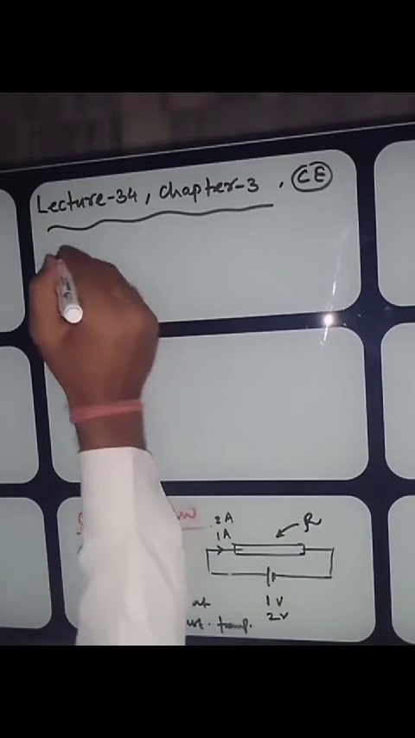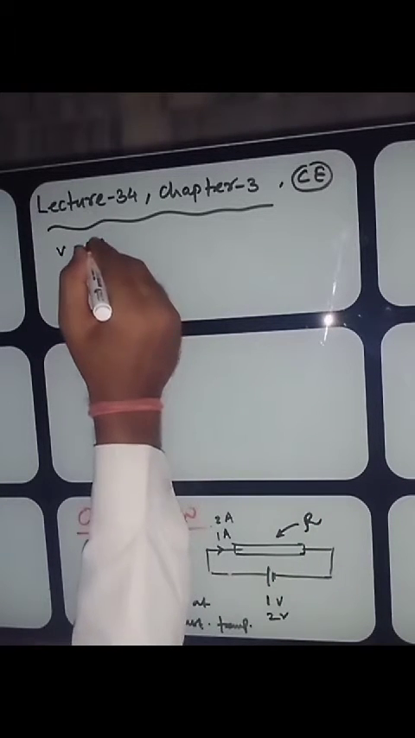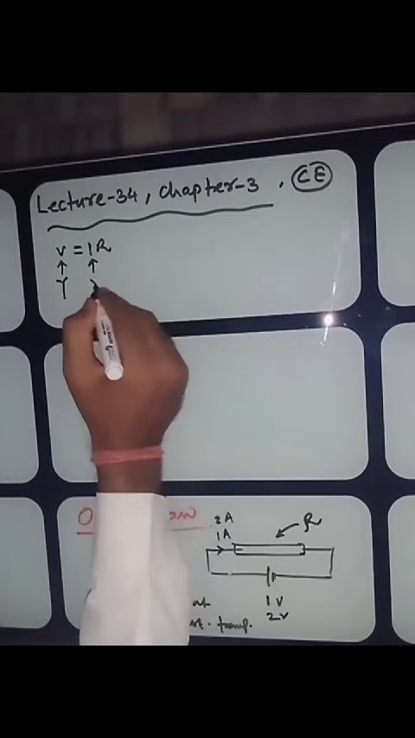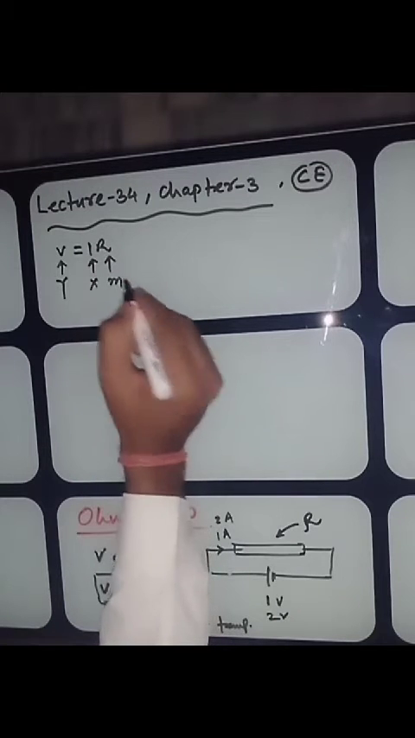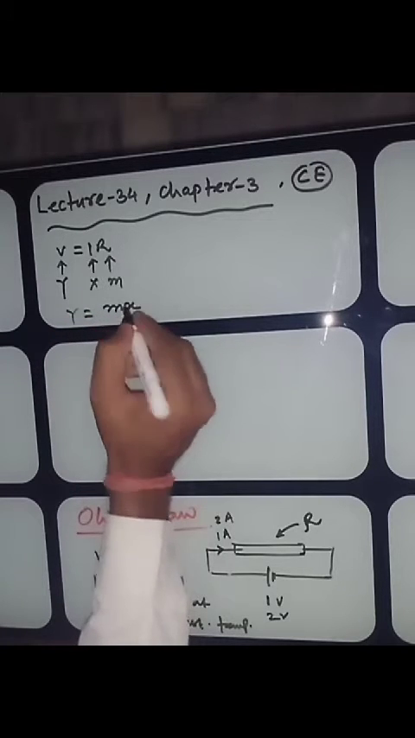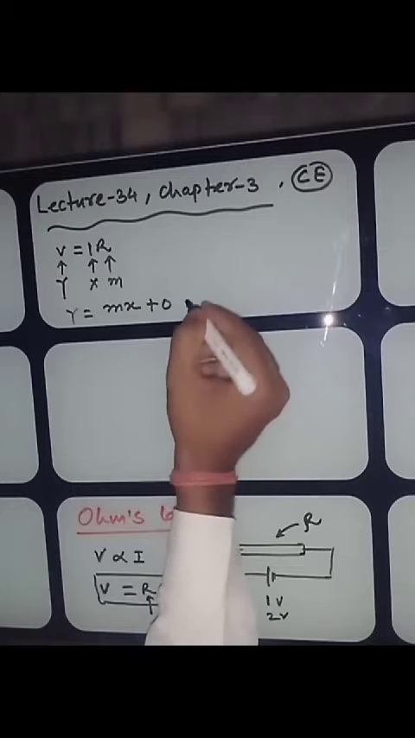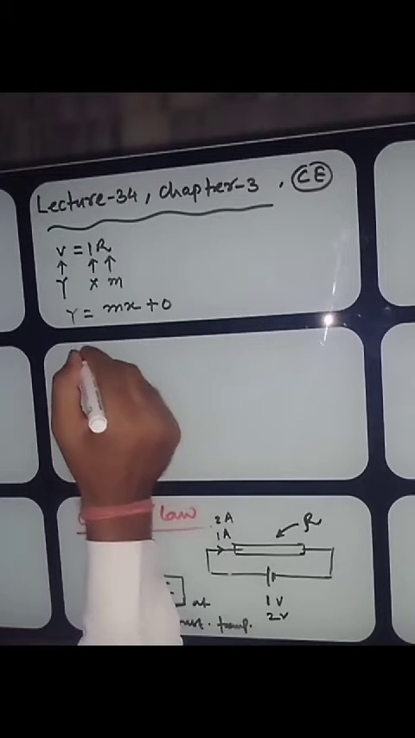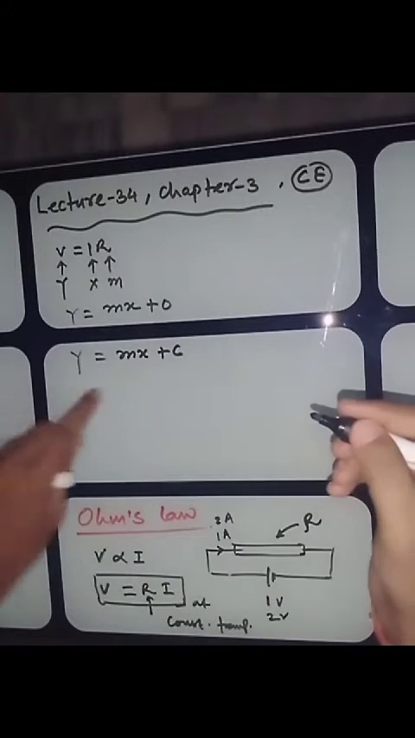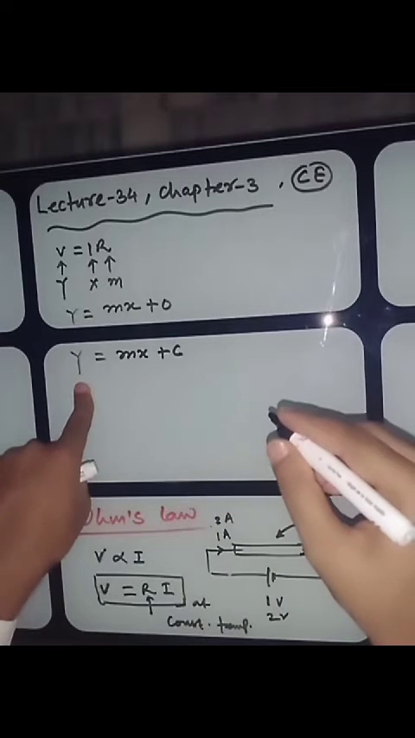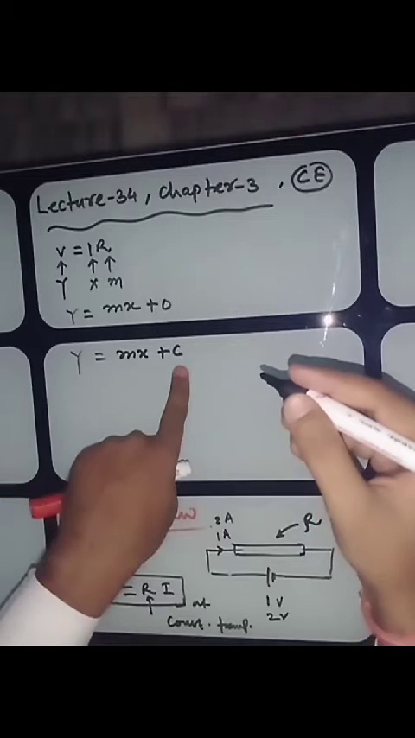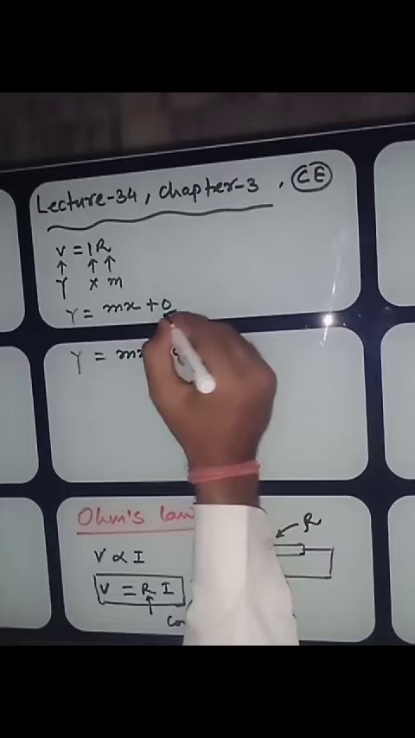Suppose it is V = IR. We have represented V on the y-axis, I is on the x-axis, and R is the constant, suppose it is m. Could you correlate this as y = mx + 0? The equation we use for a straight line is y = mx + c, if I'm not wrong. Here y is the quantity on the y-axis, x is on the x-axis, m is the slope, and c is a constant. Remember, here you are finding this constant as 0.